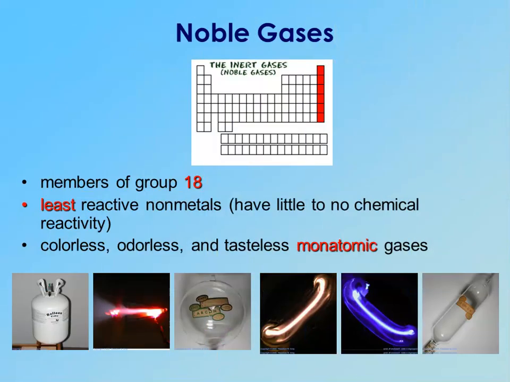The noble gases have a filled valence shell. They are in group 18 on the periodic table, and so they are our least reactive nonmetals, or our least reactive elements in general. Unless you pair them with a super electronegative element, they are not going to want to react. They are monatomic, they are colorless, they are odorless, and they are tasteless.